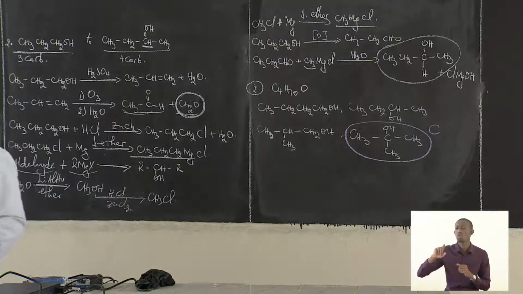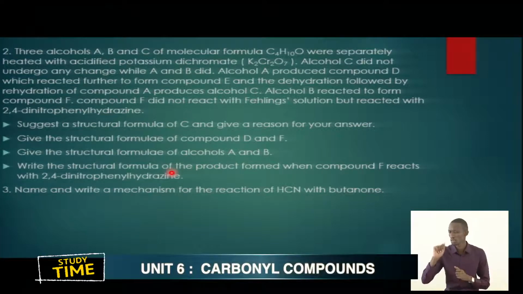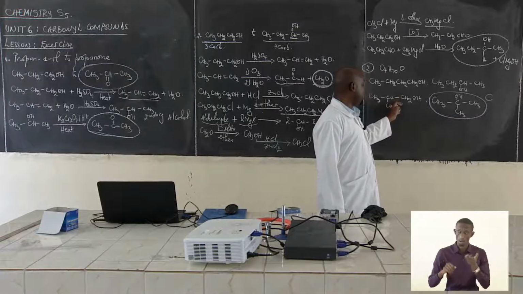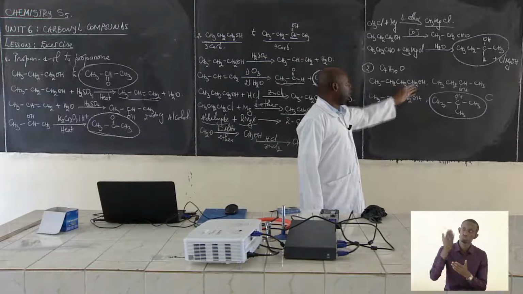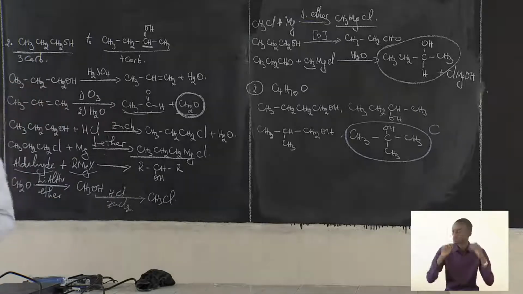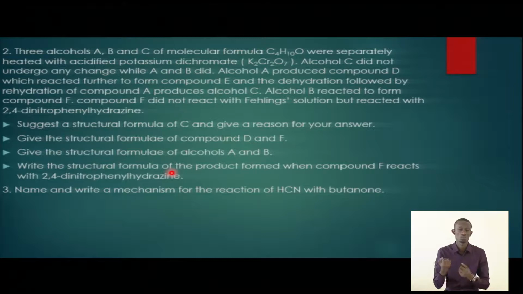And it is also said that A and B did change. So A can be this one, B can be this one, A can be this one. So all these will undergo a change. They can be oxidized. So we have to go on with more statements in the question to identify which one is A, which one is B.